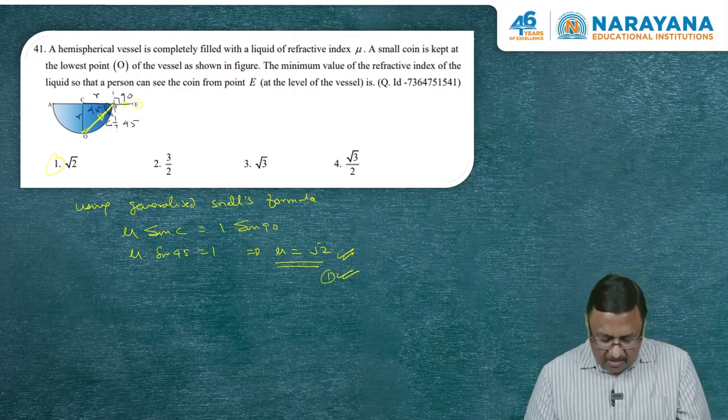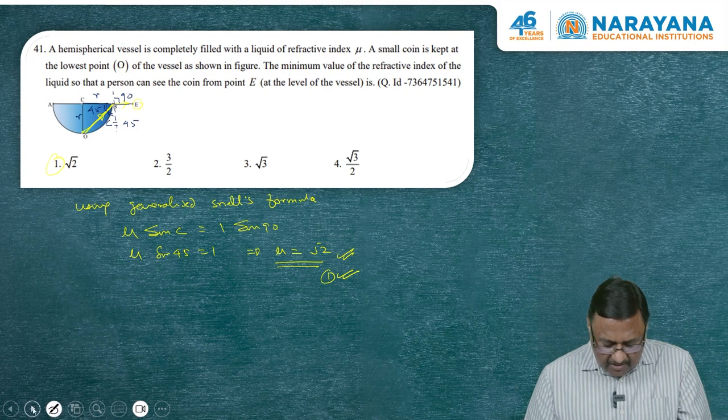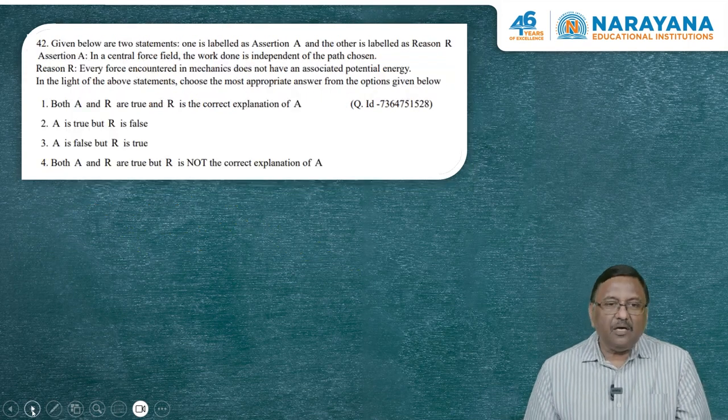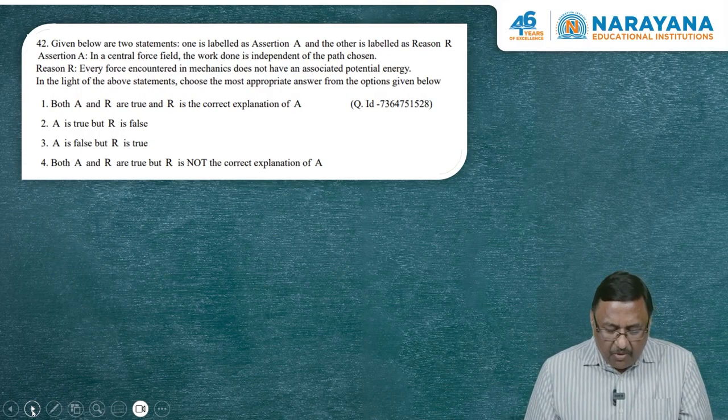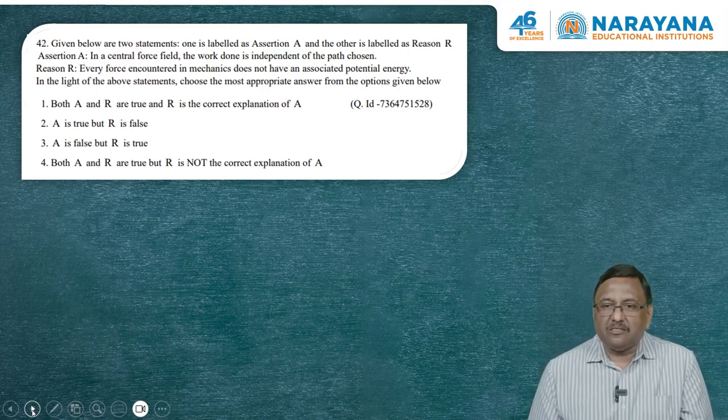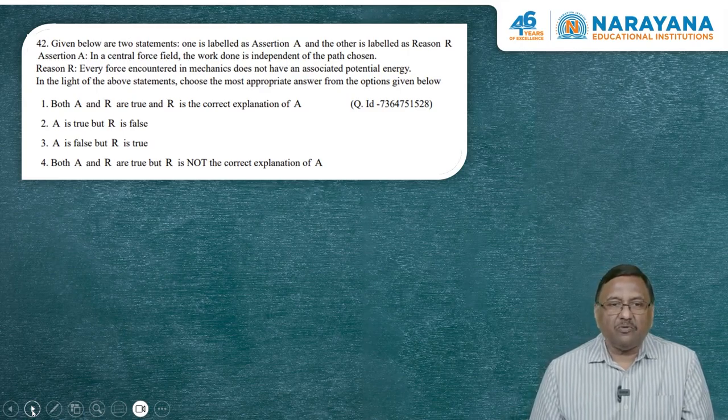Okay, so that is the question. Now let us move to the next slide. Again, there is a theoretical question. Question number 42. Given below are two statements. One is labeled as assertion and the other is labeled as reason. Okay, you know, reason, assertion, what we say.